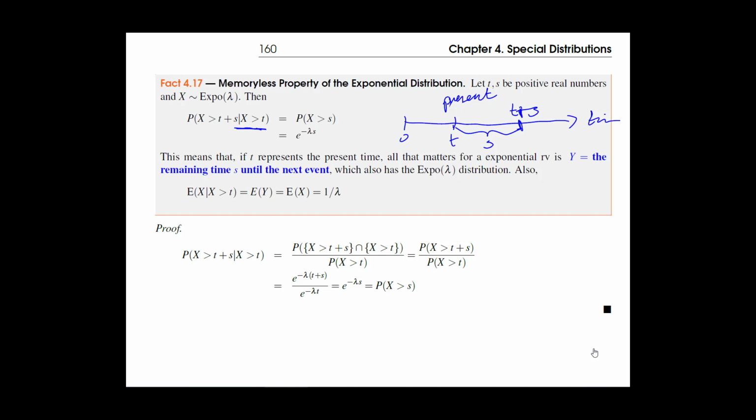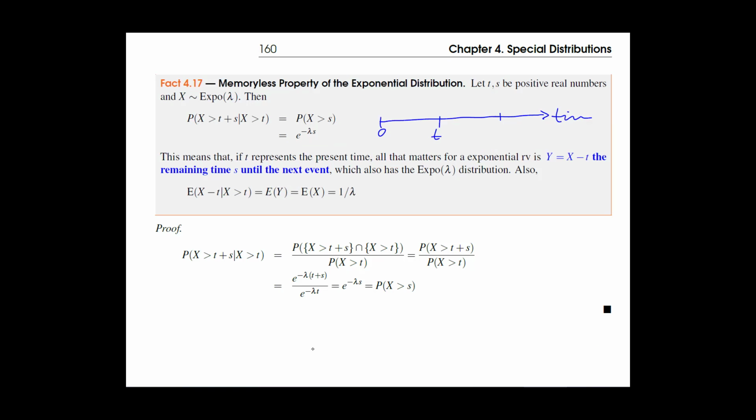And we find the same thing as in the geometric case: the present time cancels out, so it doesn't appear here. And it's exponential, because this is 1 minus the CDF of an exponential random variable. So just to recap, all that matters in the exponential distribution, whenever you know that the event hasn't happened up to time t, is the remaining time.